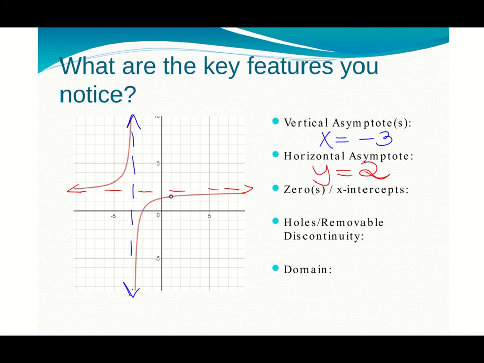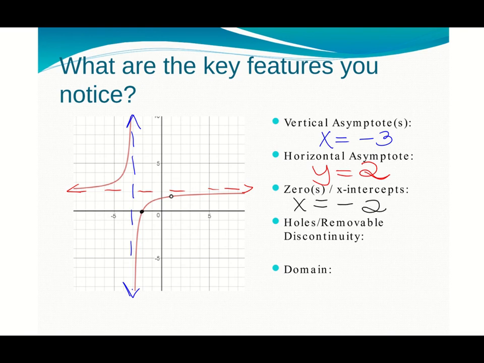Then we want to identify any zeros or x-intercepts. Zeros and x-intercepts are the same if we remember back from Algebra 1. So here we cross right here. So that's going to be at x equals -2.